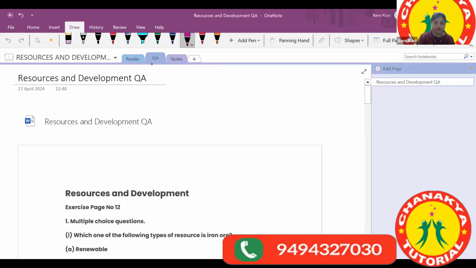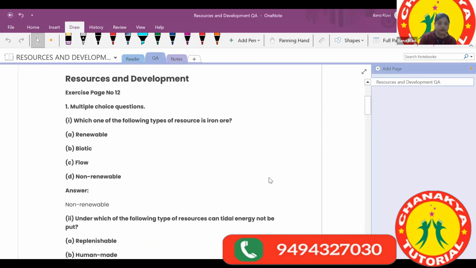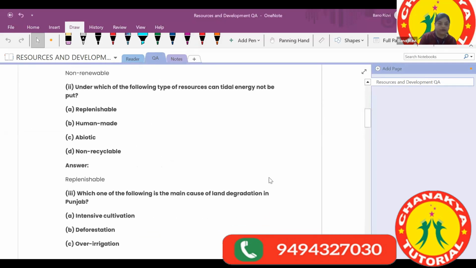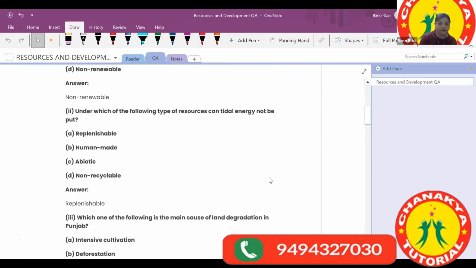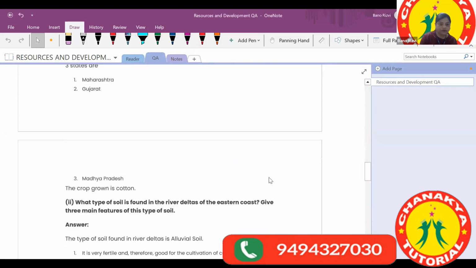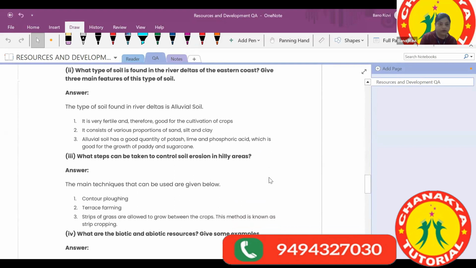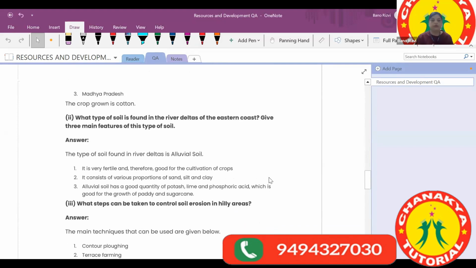Let's do question and answers. We have some MCQs here. We will not do that. We will do the long answer. Okay. Now, what type of soil is found in the river deltas in the eastern coast? Give three main features of this type of soil. Now you should understand the type of soil. Now we are talking about the alluvial soil, that we had just gone through in the presentation.